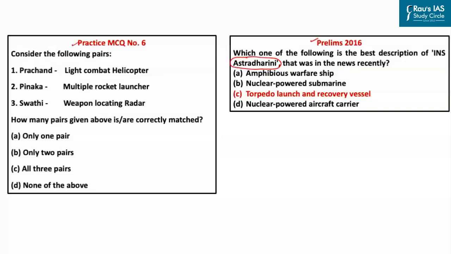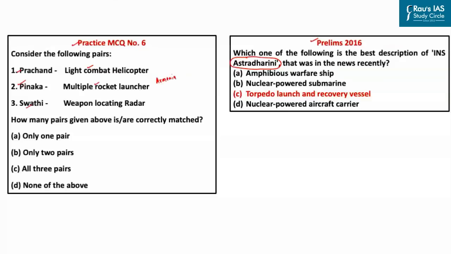The question is, consider the following pairs. First one is Prachand, light combat helicopter, which is correct as we discussed. Second one is Pinaka. Now Pinaka is a multiple rocket launcher, and this Pinaka was in news recently where India has signed an agreement with Armenia in order to export Pinaka.